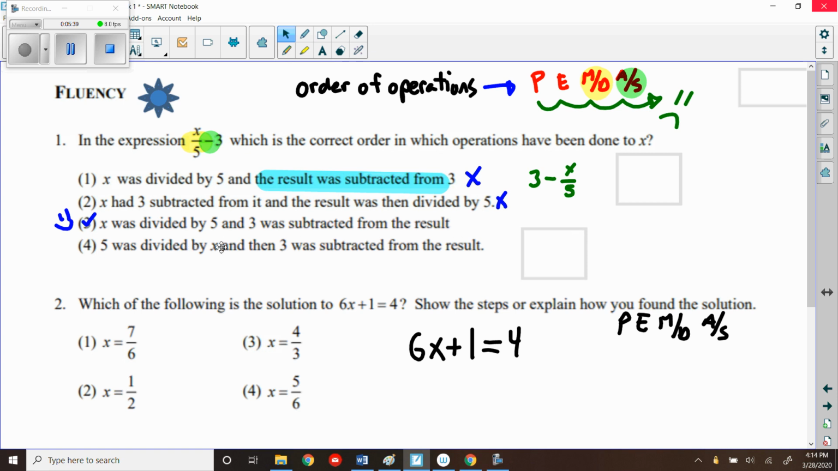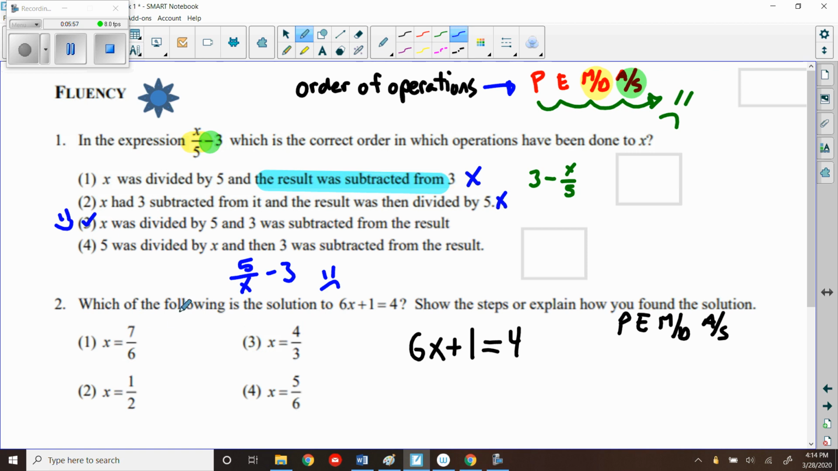If we look at this very last one, oh, it got deleted. 5 was divided by x. Well, if 5 was divided by x, we would have this look, 5 divided by x, and then 3 was subtracted. That is also not going to be correct. So our only correct answer is going to be 3.